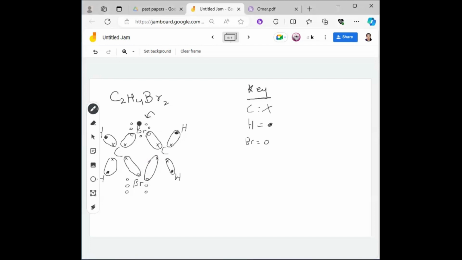Tell me, how many electrons more does bromine need in order to complete its outermost shell? 1. So how come you are borrowing 2 electrons? You can only borrow 1 electron, right? So either this bromine combines with this carbon or with this carbon. It can't combine with both, and the same goes for this bromine. Are you getting that?